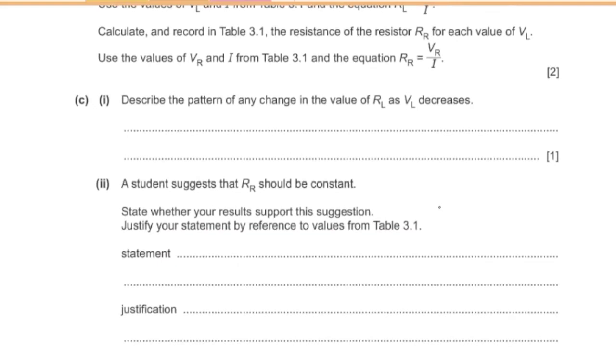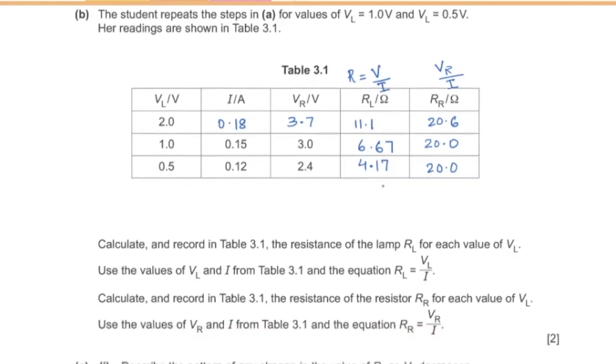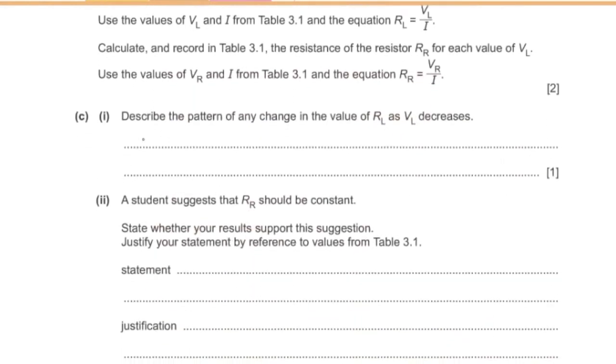Part C1, describe the pattern of any change in the value of resistance across the lamp as the voltage across the lamp decreases. We can see that when the voltage across the lamp decreases, the resistance across the lamp decreases too, so they are directly proportional to each other. So we can write that RL decreases.